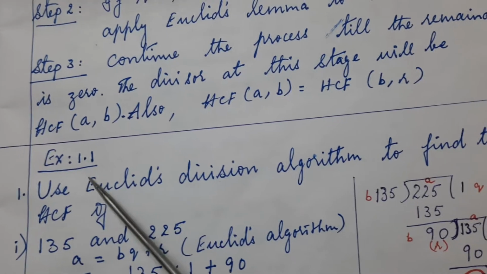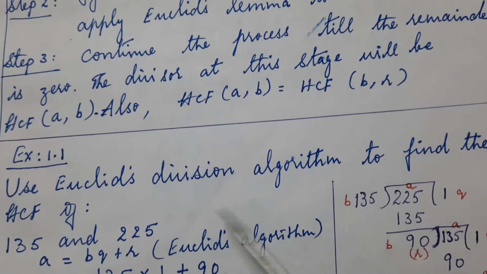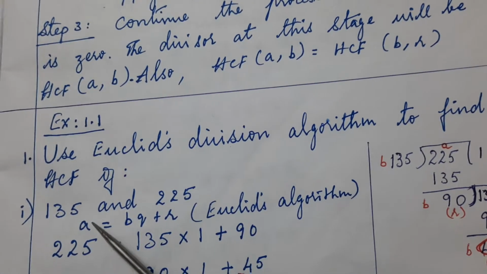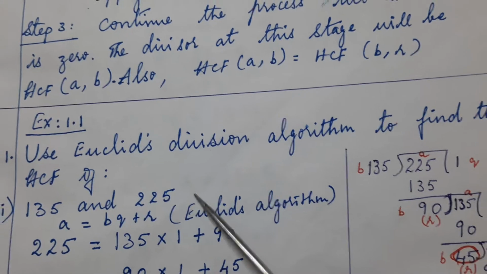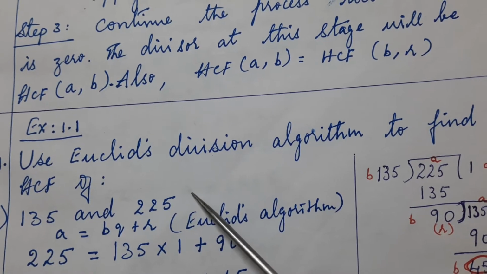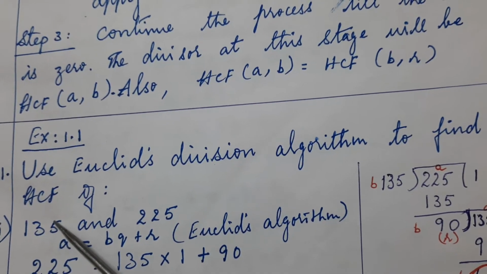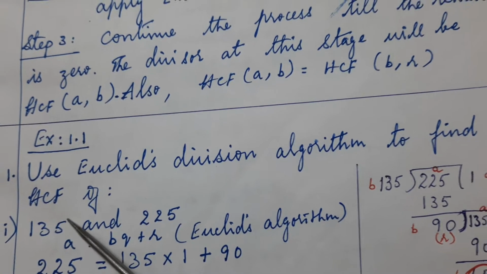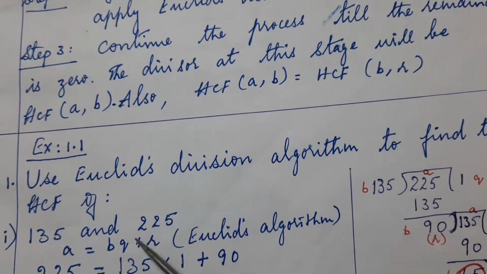Exercise 1.1. Use Euclid's division algorithm to find the HCF of, the first question is 135 and 225. Now in this, which is the biggest number? 225. That means this will be the dividend, this will be the divisor. Now you know the long division method to find the HCF. First let us try. Without that you can do it, but this is the easiest method to do.